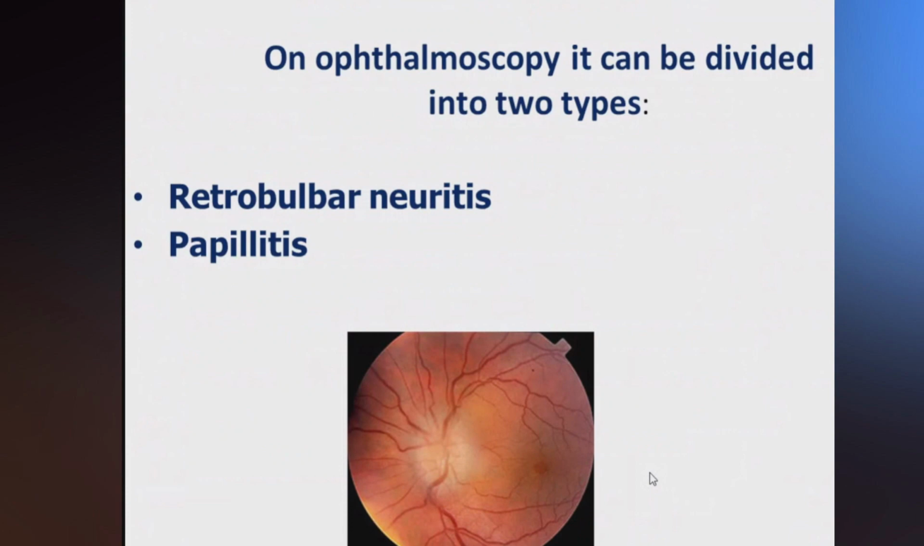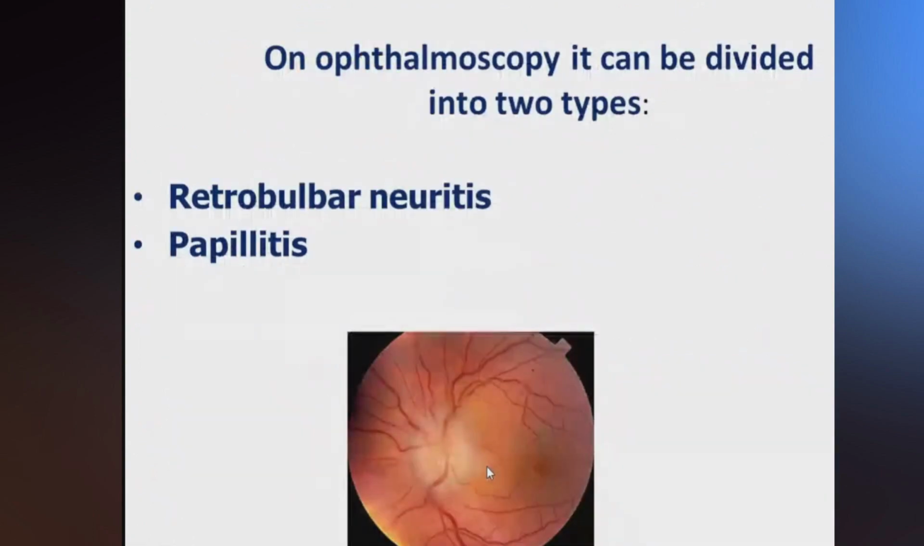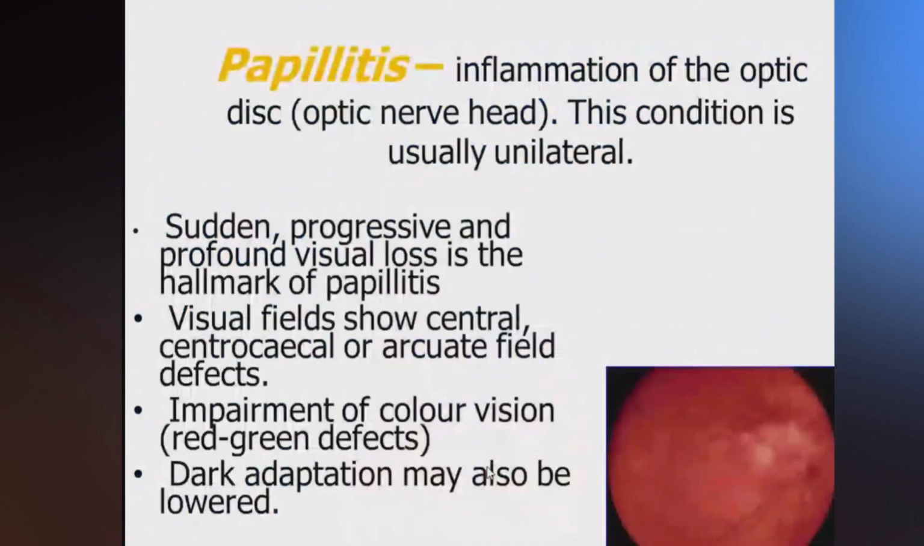When we examine the patient, we should examine, of course, the disc of the optic nerve. This is the picture of ophthalmoscopy, which we usually can see during ophthalmoscopy. And what we can see? We can see retrobulbar neuritis or papillitis. Papillitis, inflammation of the optic disc, optic nerve head. This condition is usually unilateral.